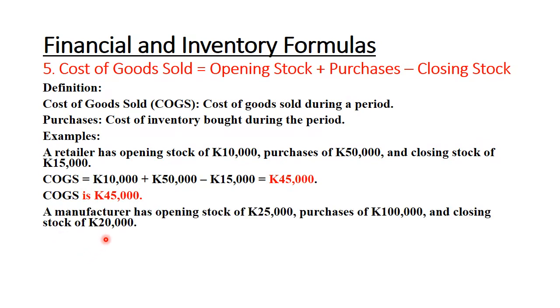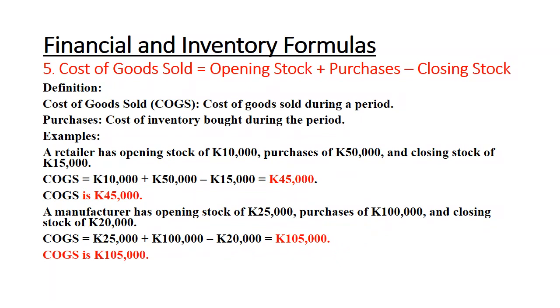Another example, a manufacturer has opening stock of 25,000, purchases of 100,000, and closing stock of 20,000. Okay, so the cost of goods sold is the opening stock 25,000 plus purchases 100,000 minus the closing stock at the end of the year 20,000, which gives us 105,000. Okay, so the cost of goods sold is 105,000.